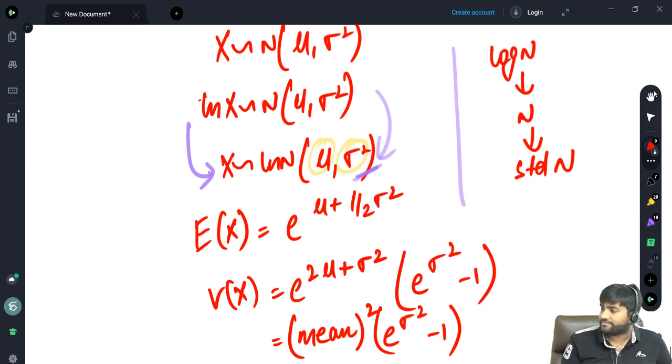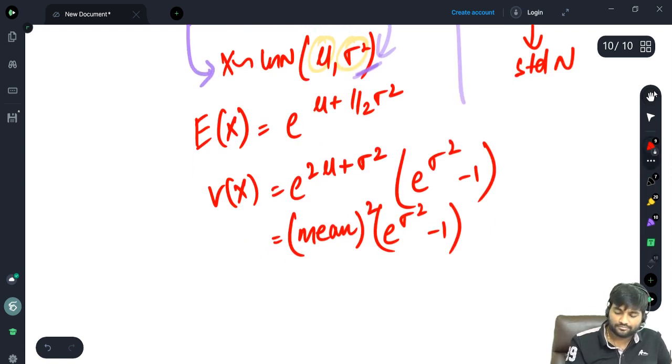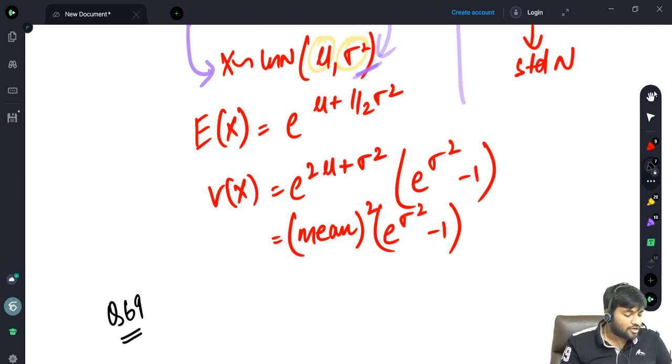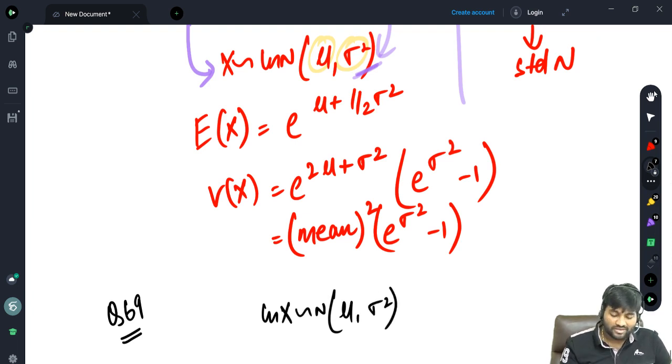Question number 69. If ln x follows normal mu comma sigma square, we say that x has a log normal distribution. ln x means log base e. Okay, so basically they have told you what log normal is.